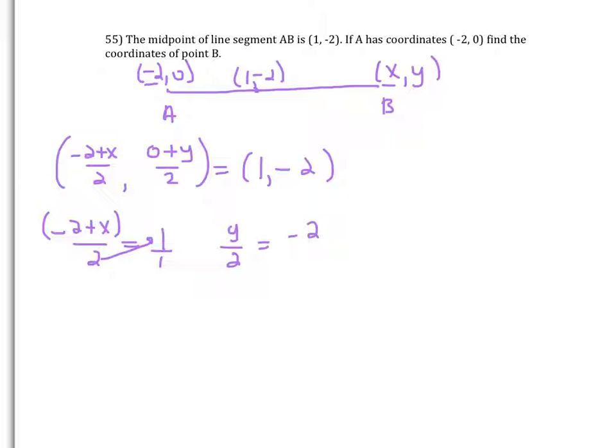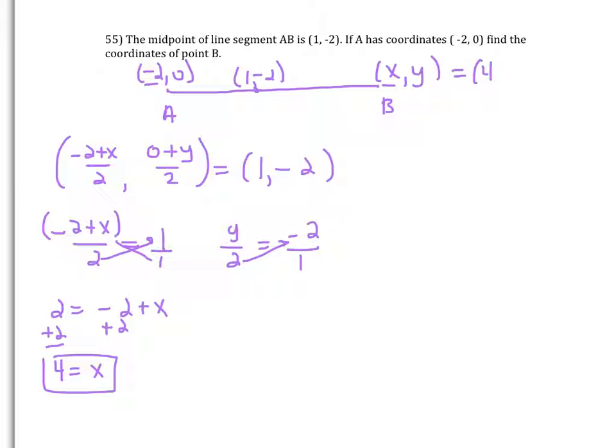2 times 1 is 2. 1 times negative 2 plus x will just give you negative 2 plus x. And then add 2 to both sides. 2 plus 2 is 4. That's equal to x. So this point has an x value of 4. For the y value, solve this equation. Again, it's a proportion, so cross multiply. 2 times negative 2 is negative 4. y times 1 is just y. So y equals negative 4.